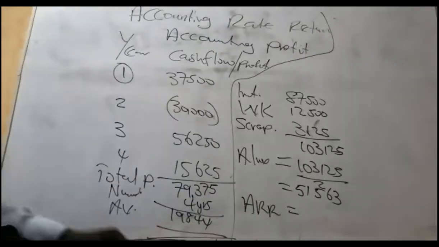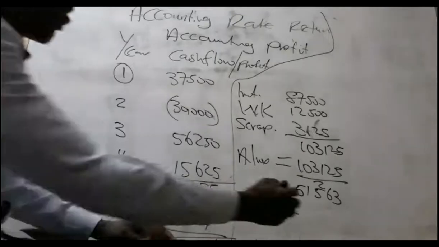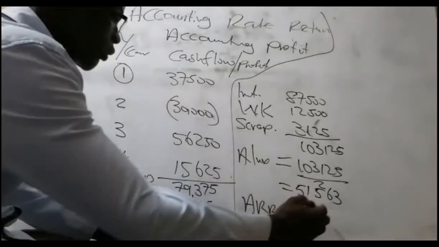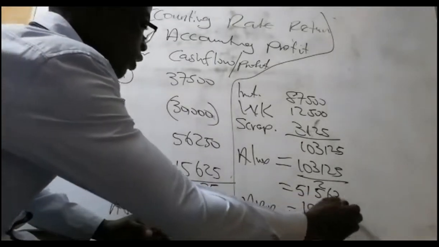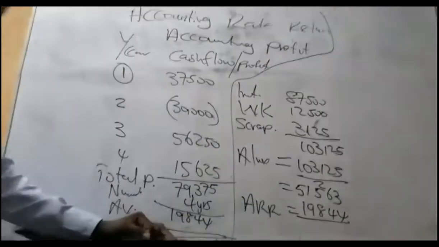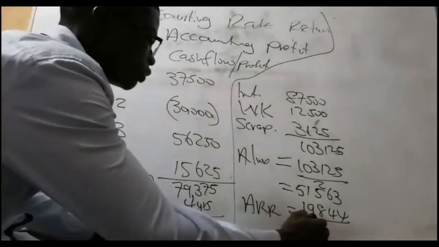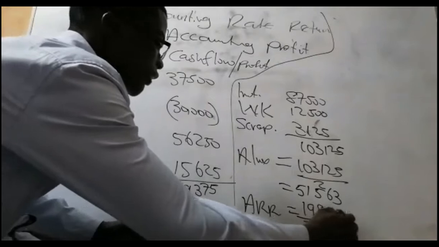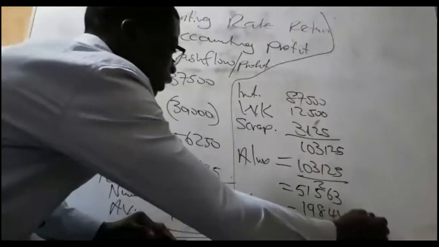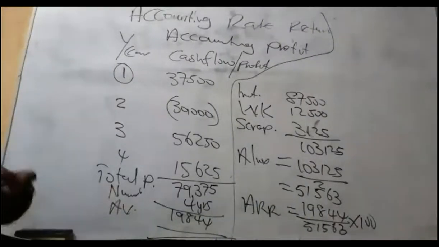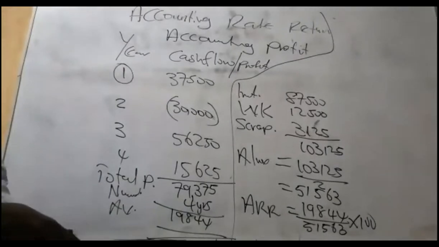finally the average profit of 19,844, all divided by 51,563 times 100. What's the accounting rate of return? And then we are done with this question.